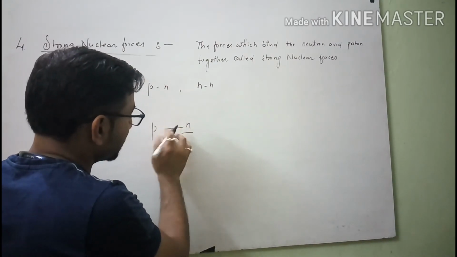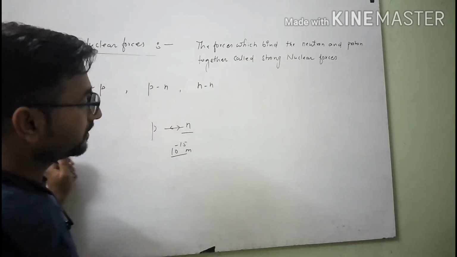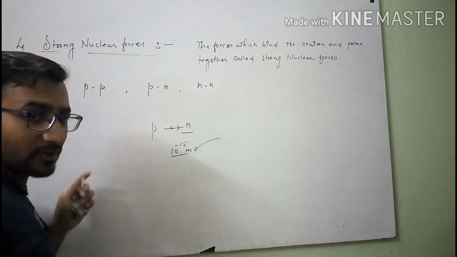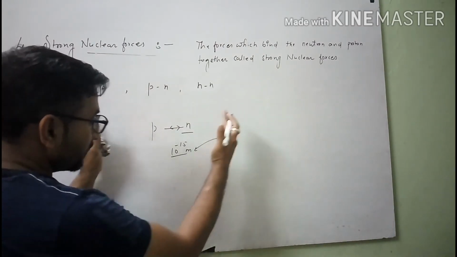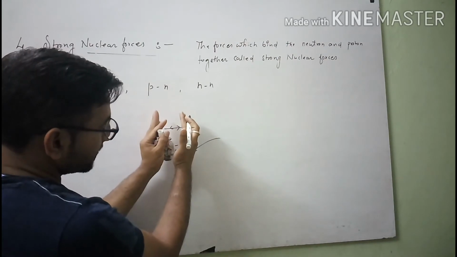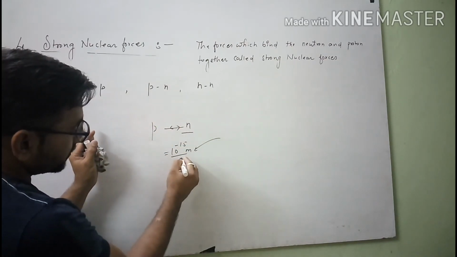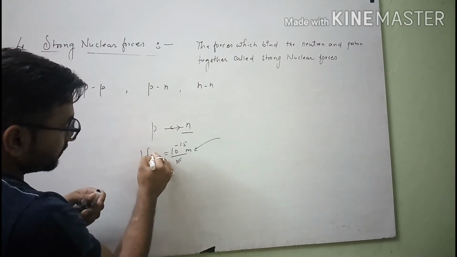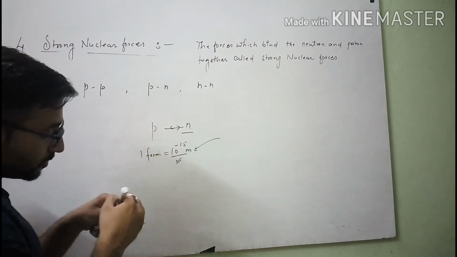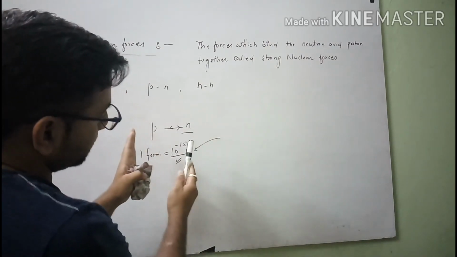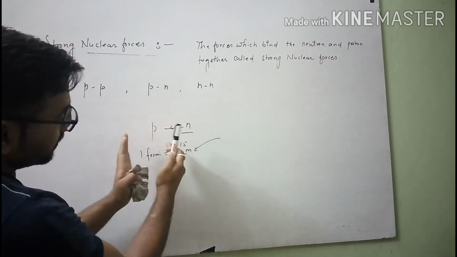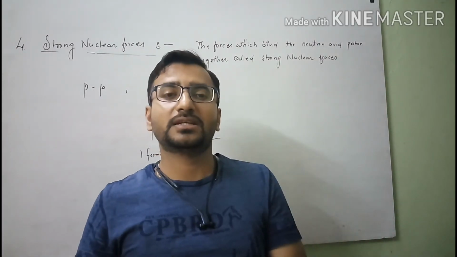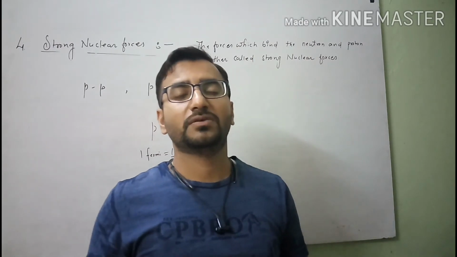Because of this, they bind together. But when the distance between them is much closer than 10 raised to the power minus 15, when these two particles come so close that the distance between them is less than 10 raised to the power minus 15 meter, which is called 1 Fermi distance, then this attractive force is converted into repulsive force.